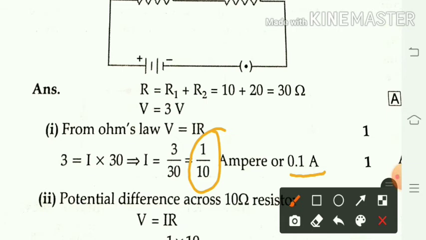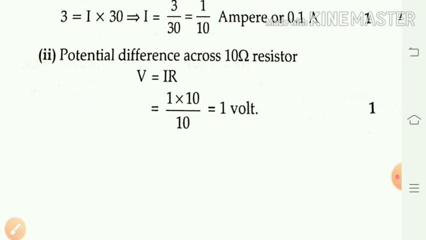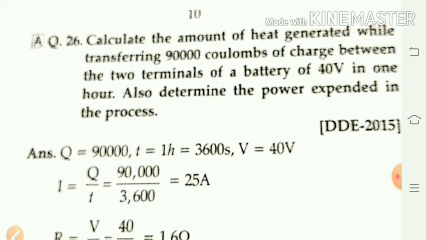Now the second point from this question, potential difference across the 10 ohm resistor. Here there are two resistors, 10 ohm and 20 ohm. According to Ohm's law, again we can write V is equal to IR, as we know the value of I, that is 0.1. So 0.1 into 10 becomes equal to 1 volt. So the potential difference across the 10 ohm resistor becomes 1 volt. Now we will see the next question.